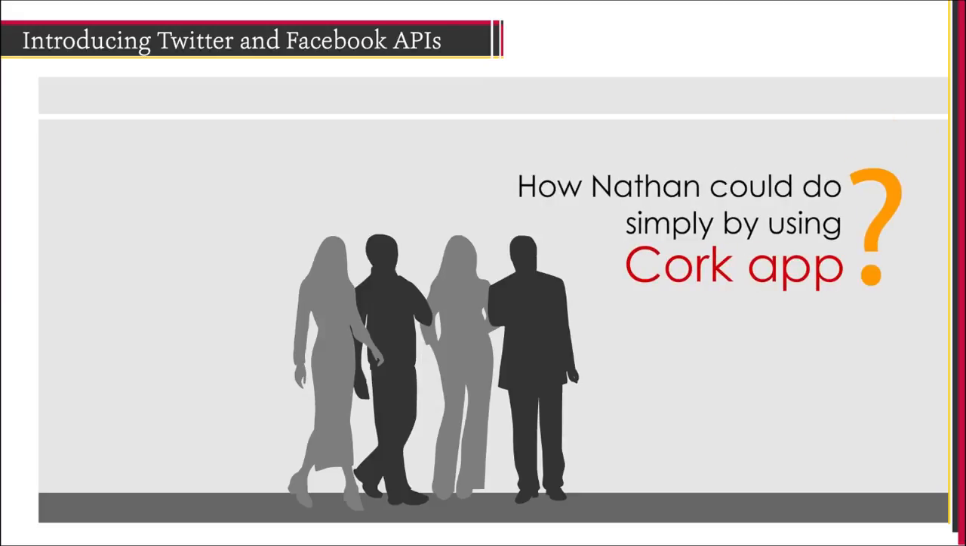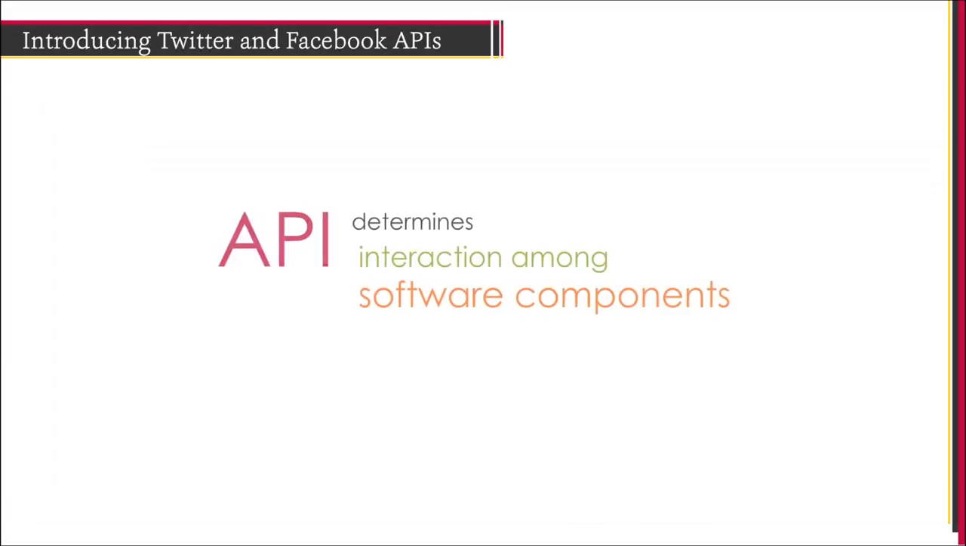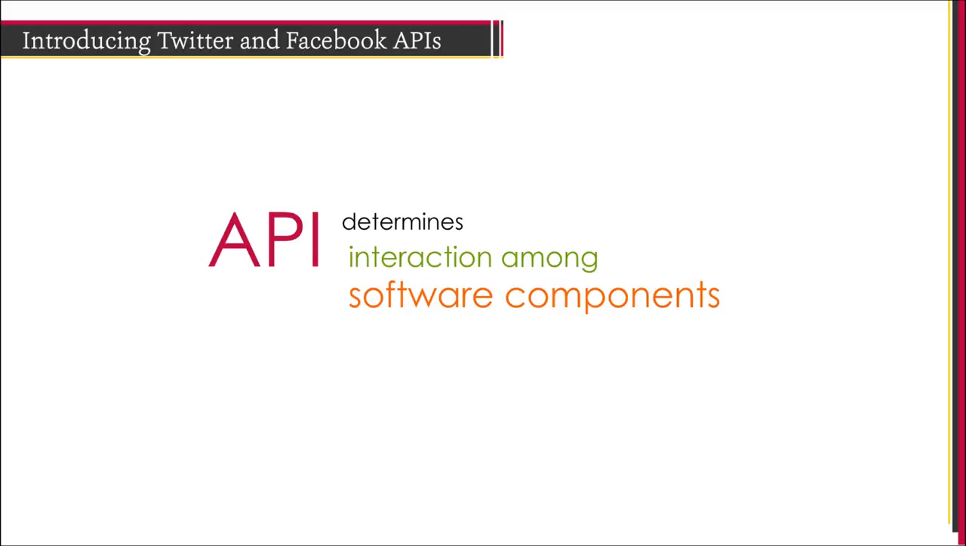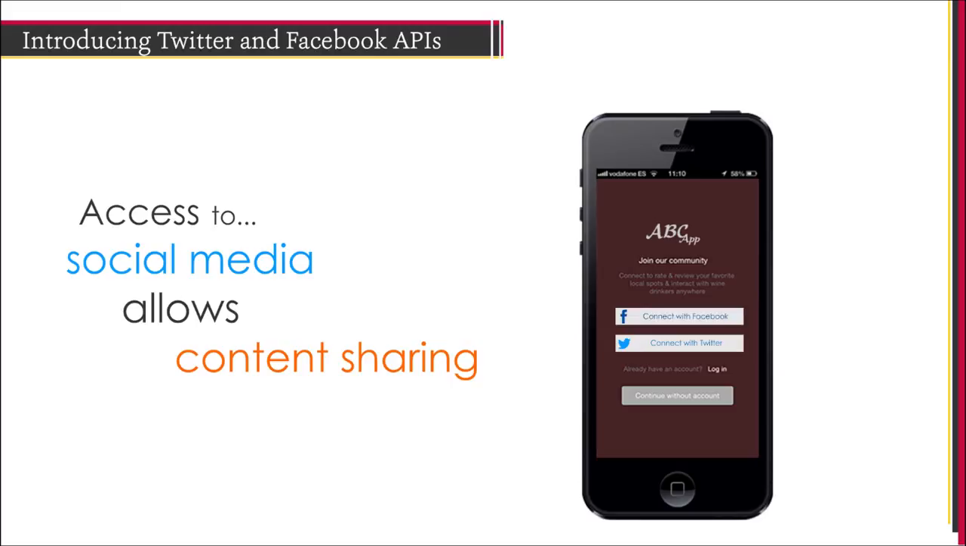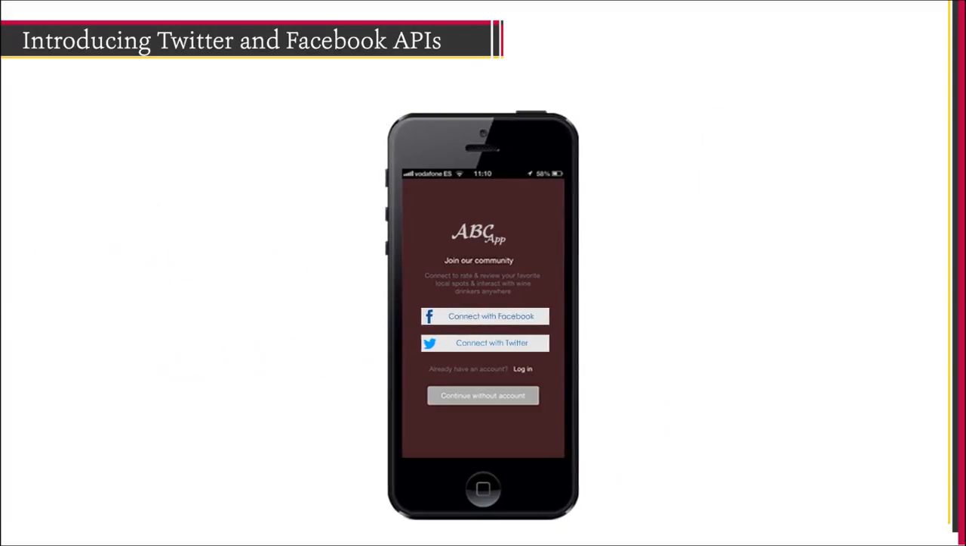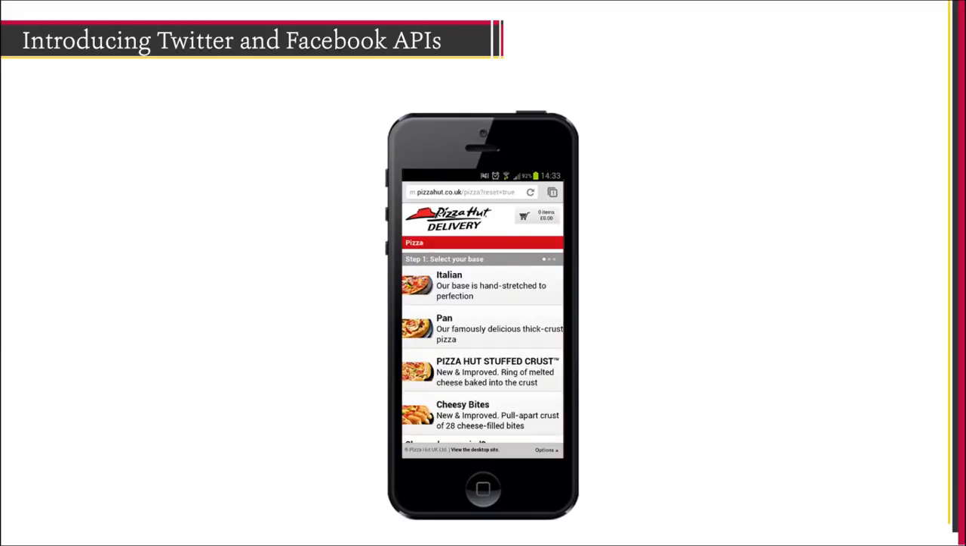But how do you think Nathan was able to do everything simply by using the Cork app? Let's find out. An API determines how software components interact with each other. The Cork app accesses the APIs of Facebook and Twitter to do some interesting things. Access to Twitter and Facebook APIs allows users to share content with friends and followers and collect data relating to users, such as listing the users who like the new pizza launched by Pizza Hut, shared using Facebook and Twitter. This is what helped Nathan find out his friend's choice of drink.